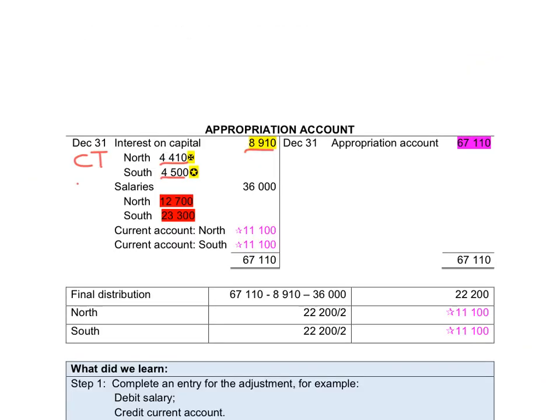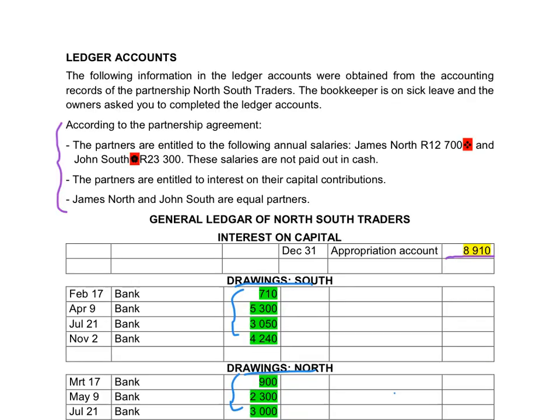So the double entry will be completed on the debit side of the appropriation account to indicate this is the total amount that will be divided between the partners as salaries. Partners are equal partners. That means that the remaining profit will be divided equally between the two partners.